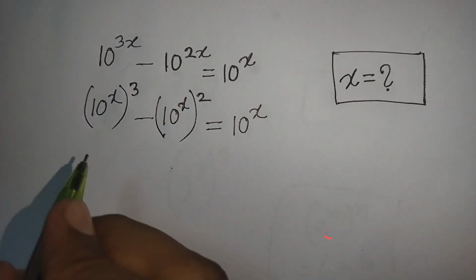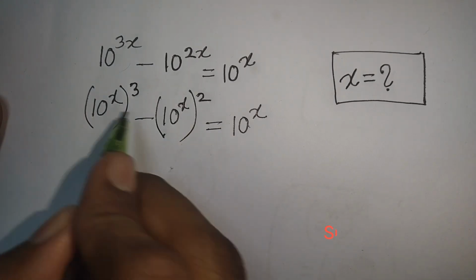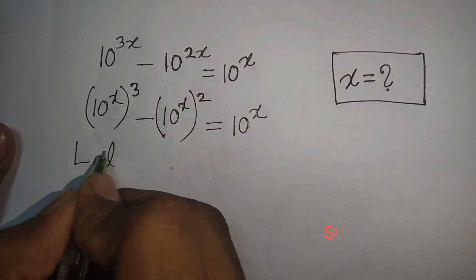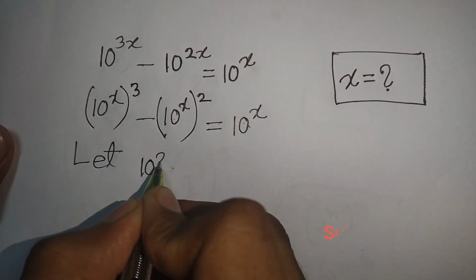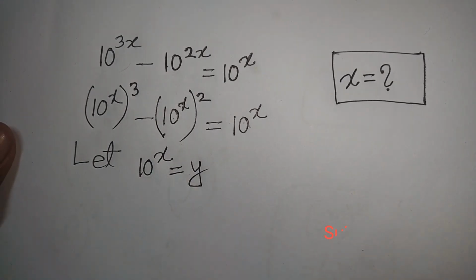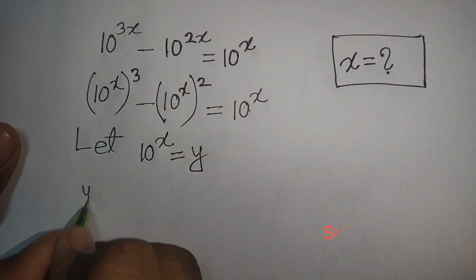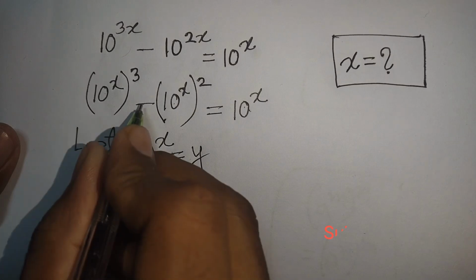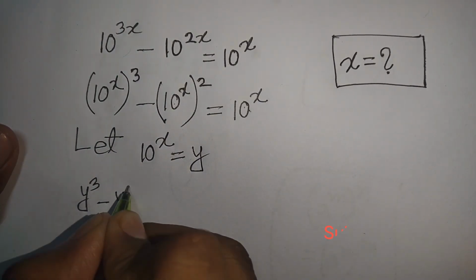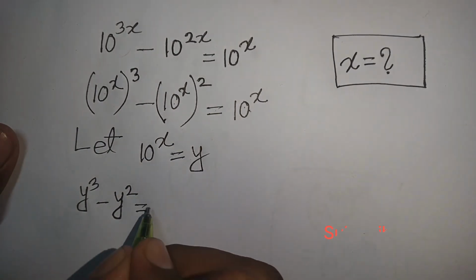Now we see 10 power x, 10 power x, 10 power x. Every term is same. So let 10 power x be substituted by y. So our equation will be y cube minus y square is equal to y.